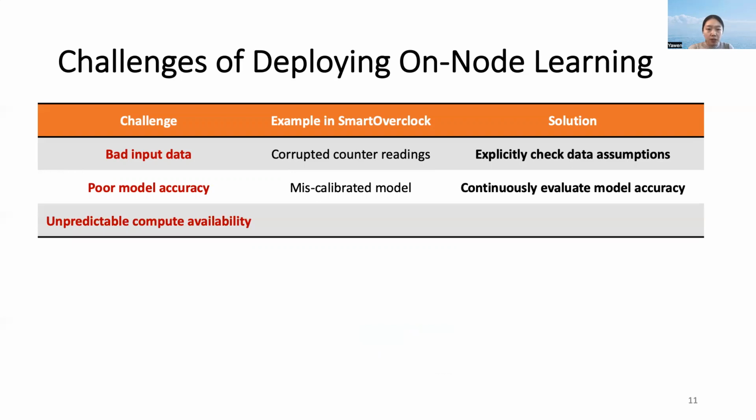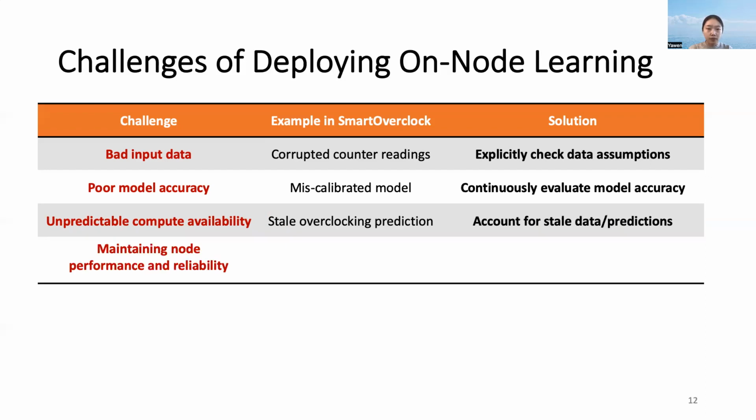The next challenge comes from unpredictable compute availability. This is because on-node learning agents are co-located with customer workloads on the server. Since customer workloads have top priority over server resources, on-node agents can be blocked from running for an arbitrary amount of time, leading to stale predictions that are no longer applicable. To address this challenge, the agent should account for stale data or predictions when it's running.